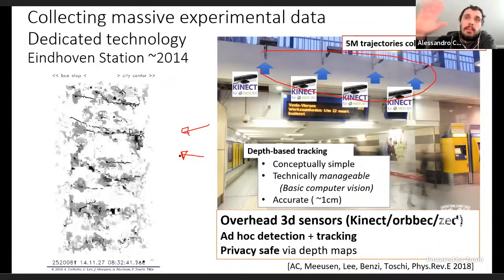Nevertheless, the major point is that with these sensors we could acquire data in an extremely privacy-safe way, because no people are recognizable in this sort of signal. And this enabled us to start acquiring data. Now, of course, we needed to develop the algorithm to extract the trajectories, and precisely to extract the position of the people out of that frame.